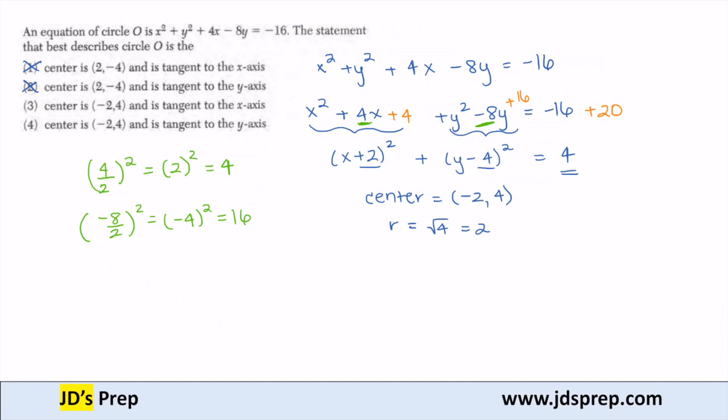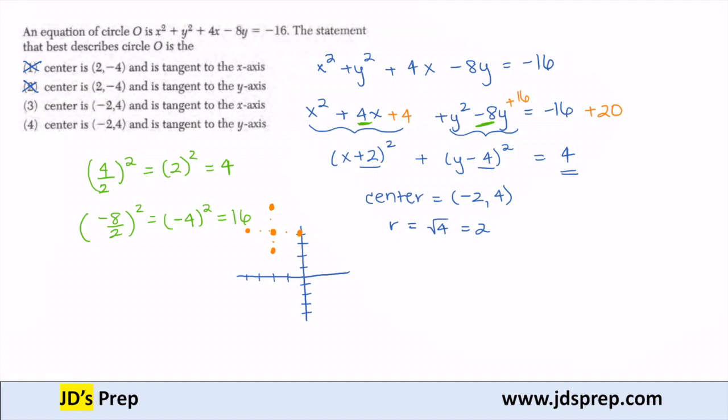So what we can do is we can actually try and plot this and see what happens. Okay? So we have 1, 2, 3, 4, 1, 2, 3, 4, 1, 2, 3, 4. So let's plot our center, which is at negative 2, 4, which is here. And I know it has a radius of 2, which means I need to go over 2 to the right, plot a point, go down 2, go over 2 to the left, and go up 2 to complete my circle.